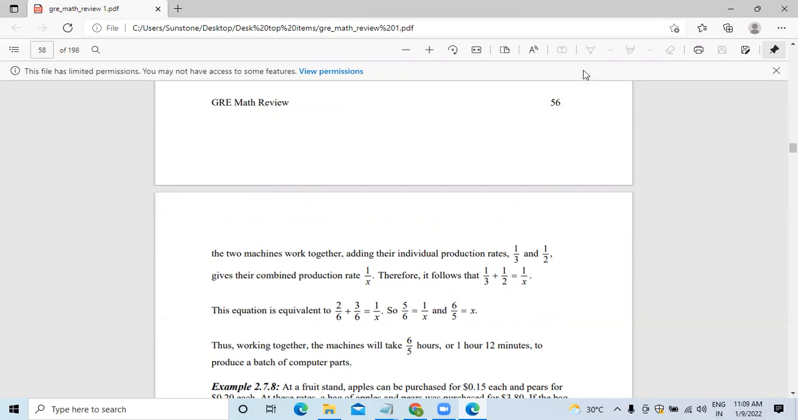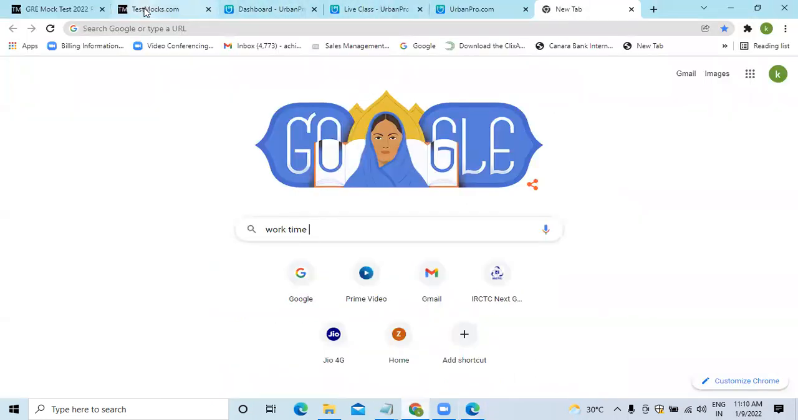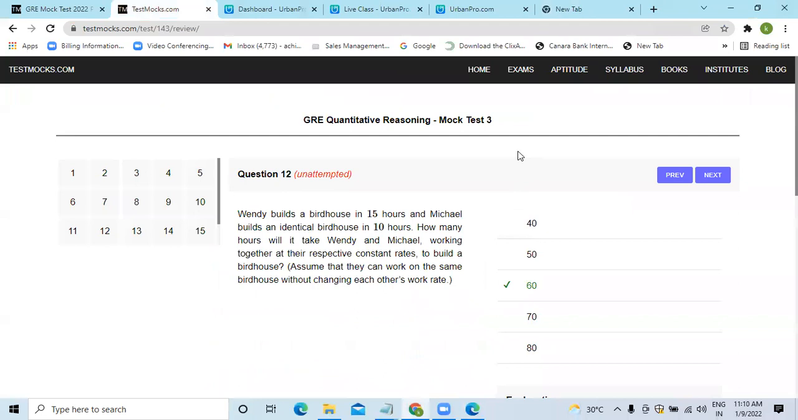Now go back to this problem. Wendy can complete the birdhouse in 15 hours, means she can complete 1/15th in 1 hour, right? Similarly, Michael builds an identical birdhouse in 10 hours, so 1/10. Why we are doing it is we want to equate both to 1 hour, in terms of what both can complete. In 1 hour, both working together means 1/15 plus 1/10 is equal to 1/x.